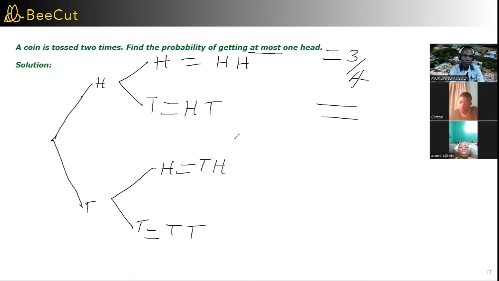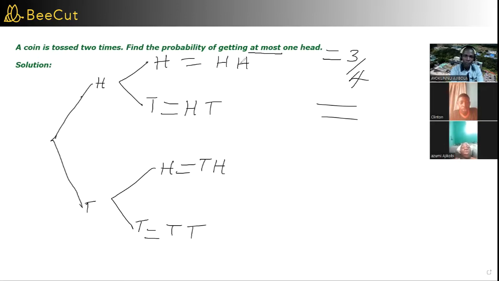Okay, so let's see. What if I say at least 1 head, instead of at most 1? What does that mean? It is still 3/4. At least means it can be more than 1. So that means it can be 1 or more than 1. You understand me? So that is still 3/4.